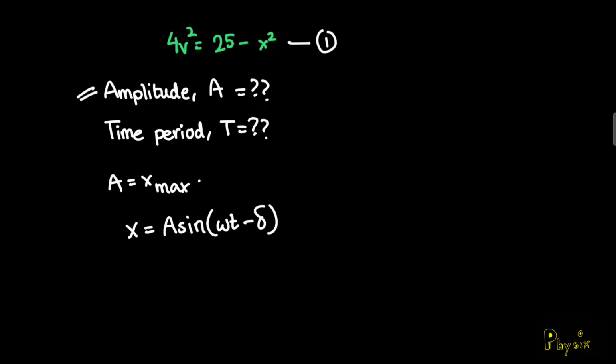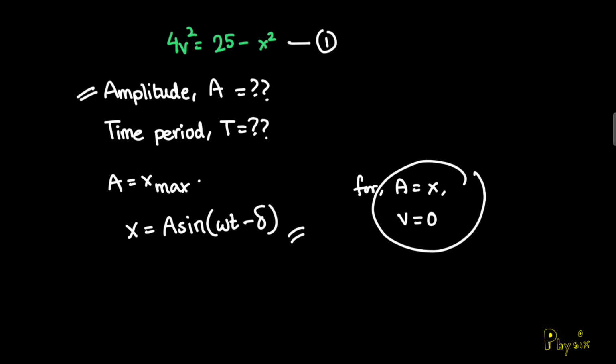Now, if x = A sin(ωt − φ), then x max is basically A. But for a particle to be at its amplitude, that is its maximum possible displacement, the velocity of the particle must be 0 at that point. So we could say that for A equal to x, the velocity v should be equal to 0. Taking this into account, we could rewrite equation 1 for A equal to x, where the velocity of the particle should be 0.